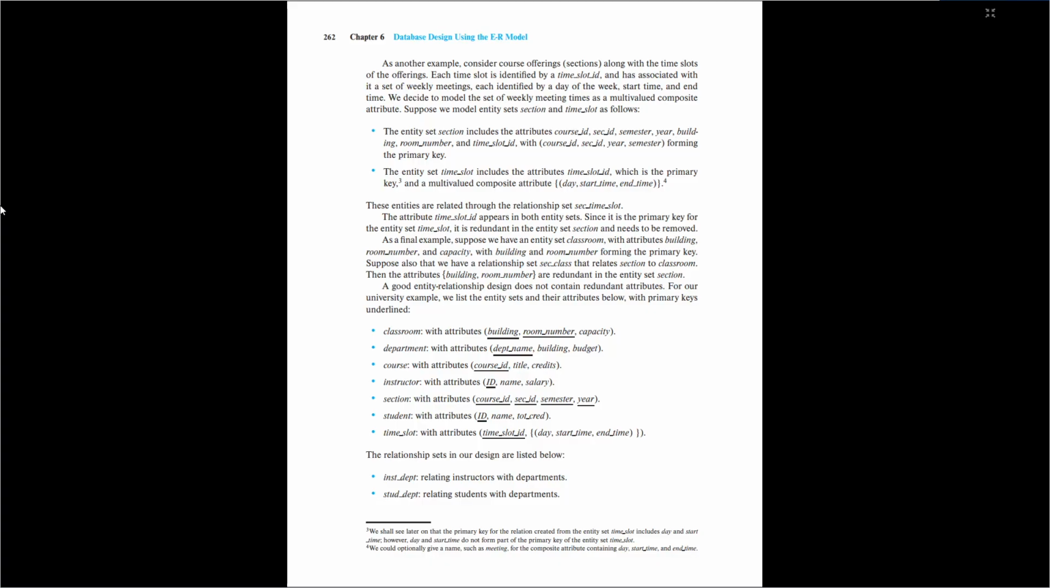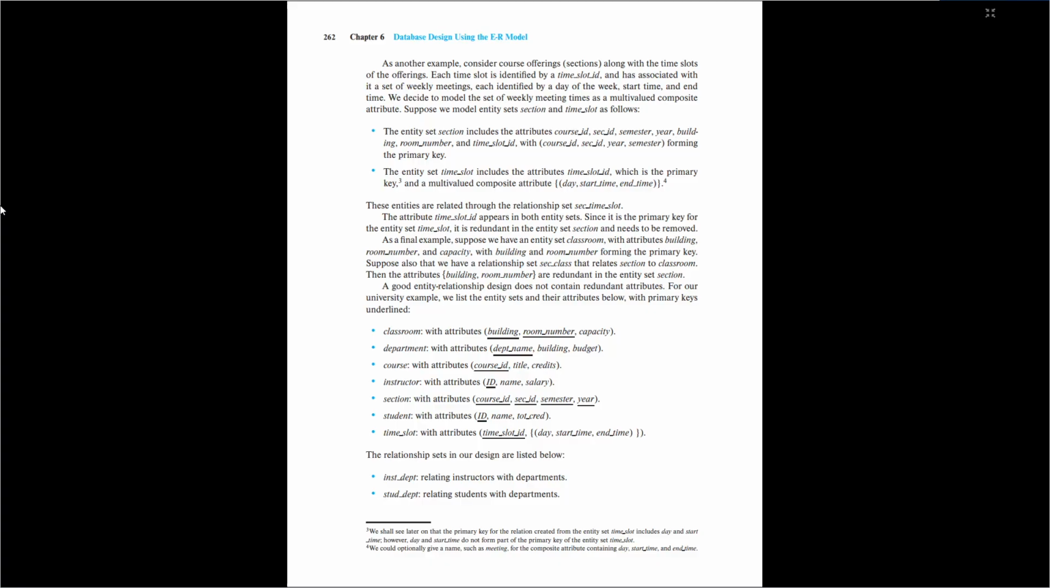As a final example, suppose we have an entity set classroom, with attributes building, room_number, and capacity, with building and room_number forming the primary key. Suppose also that we have a relationship set sec_class that relates section to classroom. Then the attributes building and room_number are redundant in the entity set section. A good entity-relationship design does not contain redundant attributes.